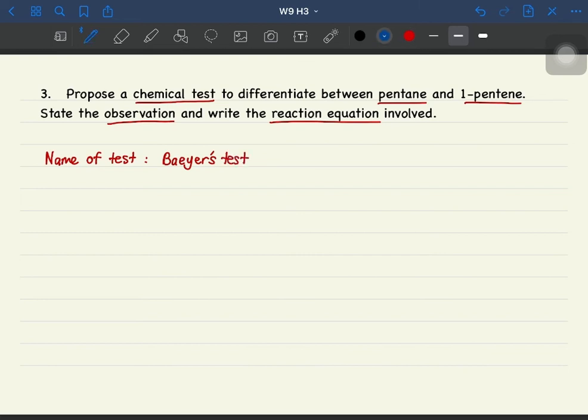Next, I have to write the reaction equations for both pentane and 1-pentene when reacting with the cold KMnO4 solution. So we're going to first write the pentane structure. So 1, 2, 3, 4, 5. And then we're going to react them with KMnO4 under the conditions of dilute, OH minus, and also cold. Actually, they are conducted at room temperature. And then we're gonna have a negative result of no observable change.